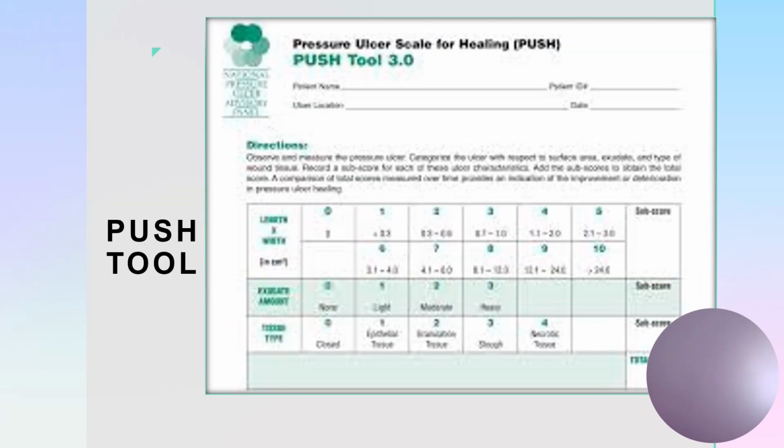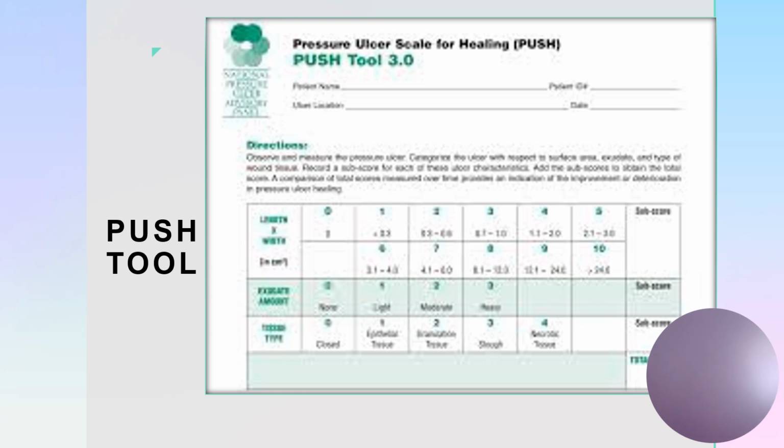This is a tool that was developed by the National Pressure Ulcer Advisory Panel. It's called a PUSH tool, and it's used by your wound care nurses to help identify improvement or deterioration in pressure injuries. So we use this tool once a week.